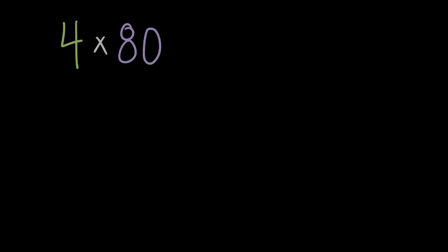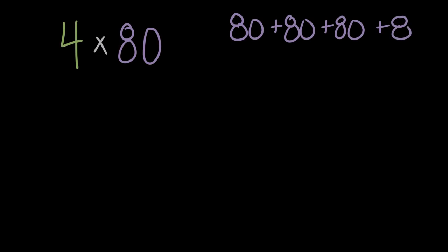Let's multiply 4 times 80. We can look at this a few ways. One way is to say 4 times we have the number 80. So we have the number 80 one time, 2 times, 3 times, 4 times. 4 times we have the number 80. And we could do this computation, add all of these, and get our solution.